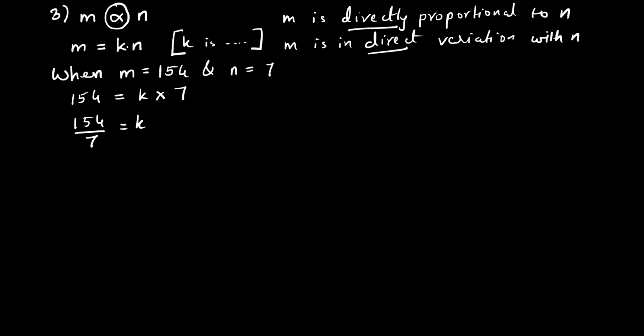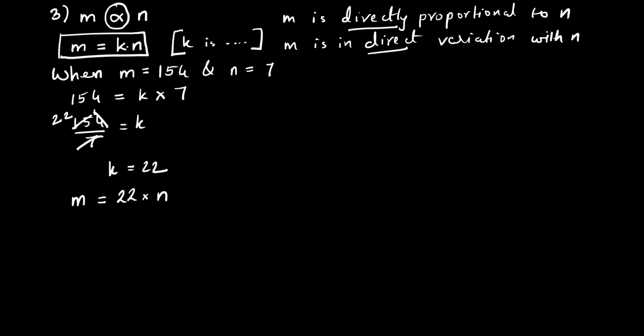So 22. 7 ones are 7, 7 twos are 14, 1 carry forward. Again 7 twos are 14. So the value of K is 22. So can I rewrite this equation again? M is equal to, instead of K, 22 into N.